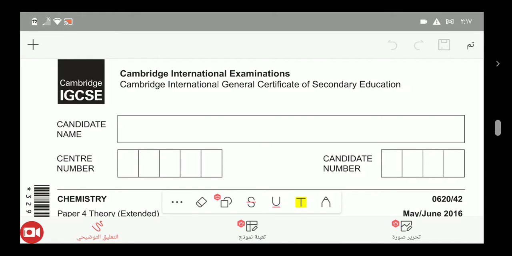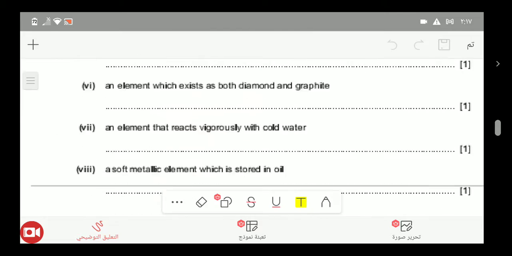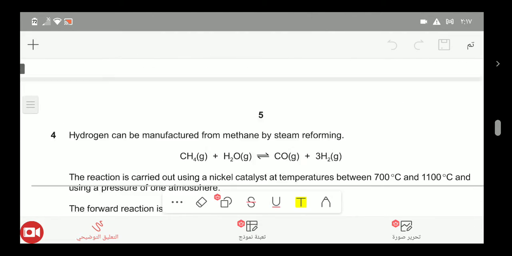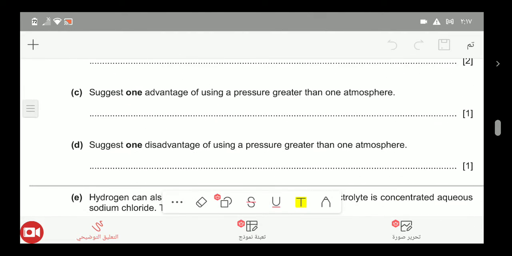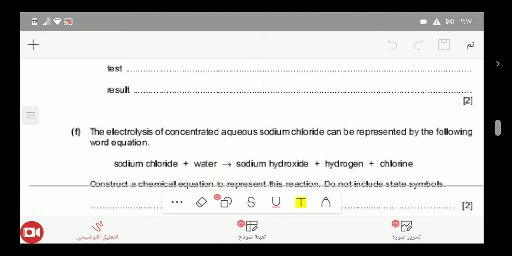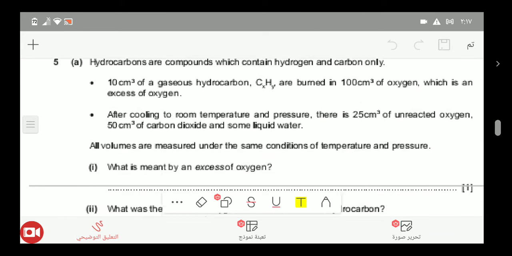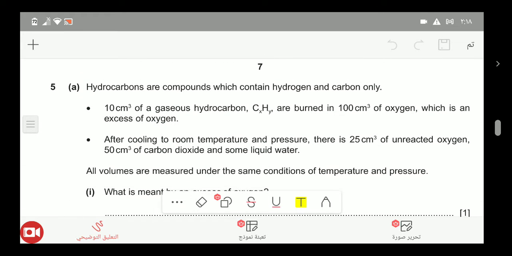Let's move to a tricky question at paper 4 at 2016. Our question is question number 5. What does question number 5 say?